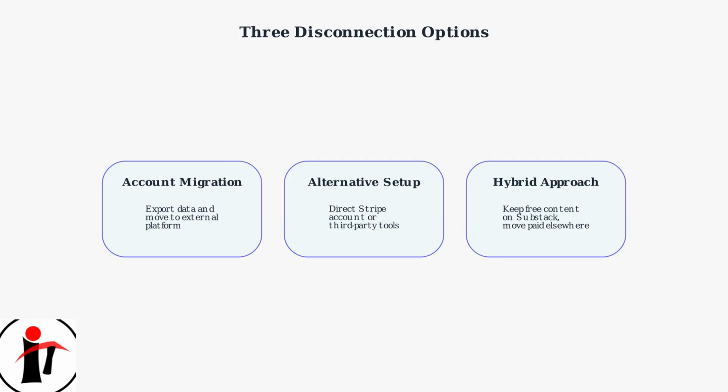You can migrate your entire account to an external platform, set up alternative payment systems, or use a hybrid approach where you keep some content on Substack while moving paid subscriptions elsewhere. Substack has enhanced its platform with better API integrations for financial data portability and more customizable payout options, making these transitions smoother for creators who want more control over their payment processing.